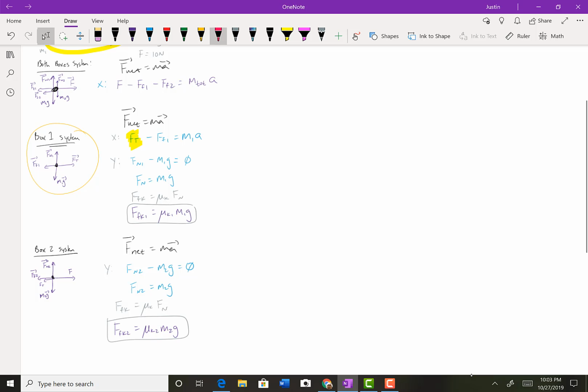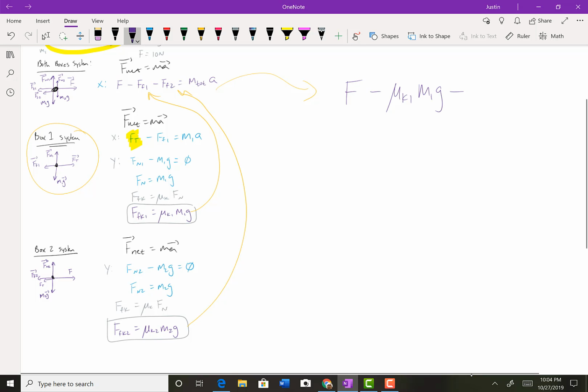Now I'm basically going to take these, plug that in there, and plug that in there. And that's going to lead me to, let's see, that's going to be the force minus mu K1 M1G minus, over here, mu K2 M2G equals the total mass times the acceleration.